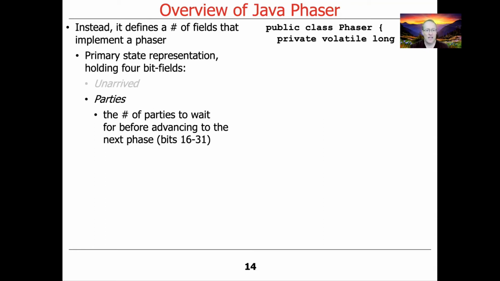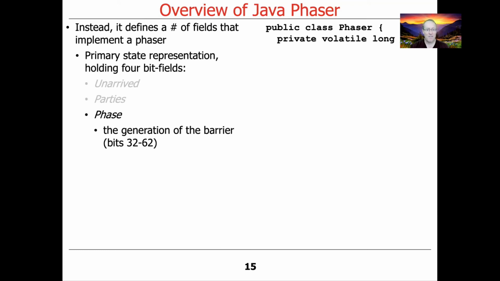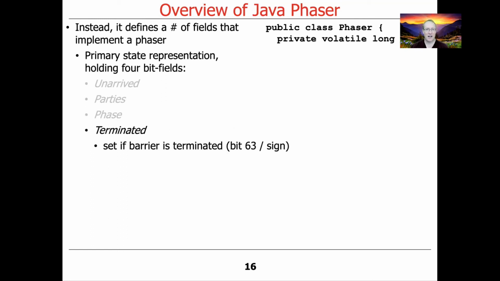We have the number of parties, which are the number of parties to wait for before advancing to the next phase. Those are bits 16 to 31. We then have the phase, which is the generation of the barrier. Those are bits 32 through 62. And then the final bit in this bit field is terminated, which is set if the barrier is terminated. And the thing to keep in mind here, of course, is that they're trying to pack all this information together in order to save space. They could have, of course, also just used a bunch of different fields, which would have given them more precision, probably would have been a little faster, but this is the way they chose to do it.